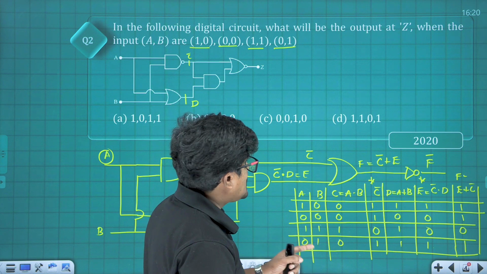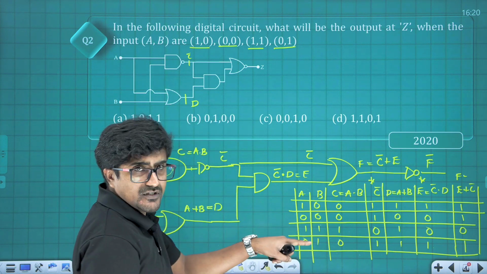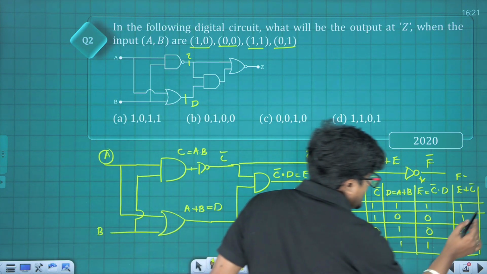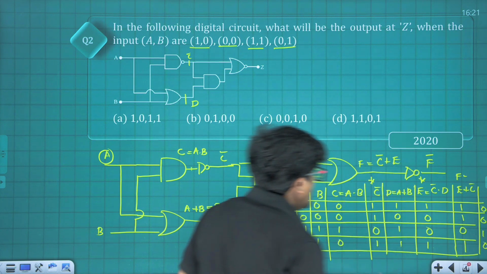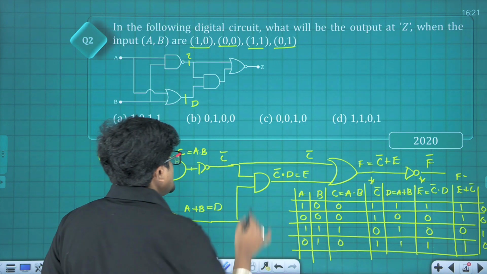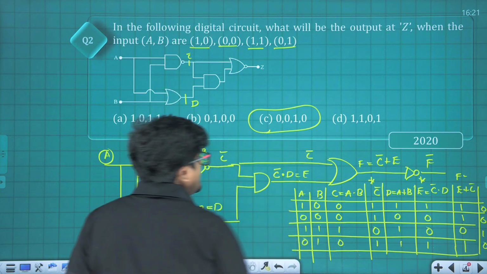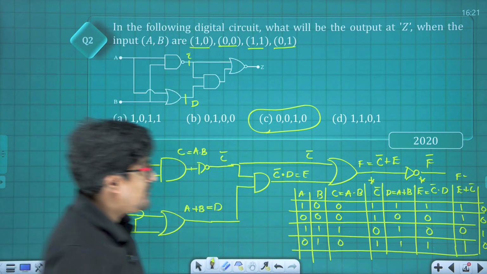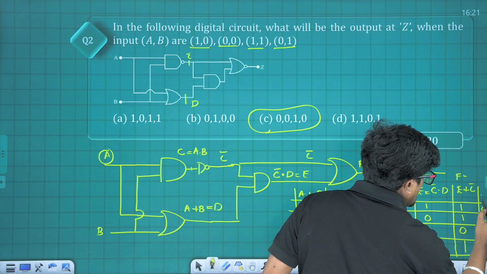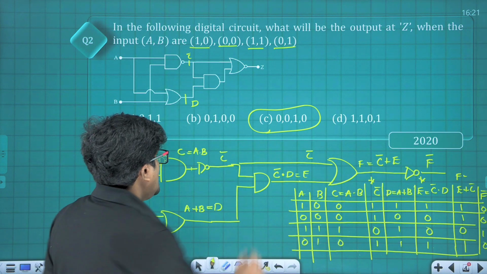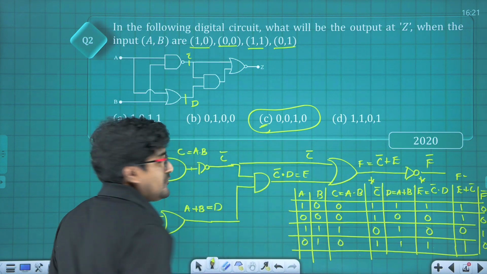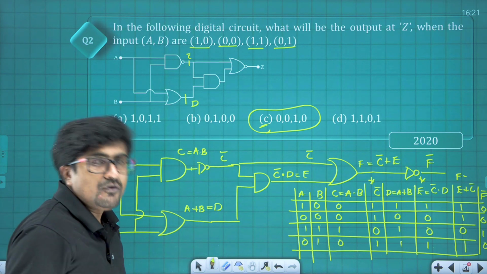Now my final answer is going to be inverse of this. That means 0 0 1 0 0 0 1 0, which means option C must be the correct answer, because I told you my final answer is going to be F bar. So 0 0 1 0, that means option C needs to be the correct answer for this. I believe you got it right.